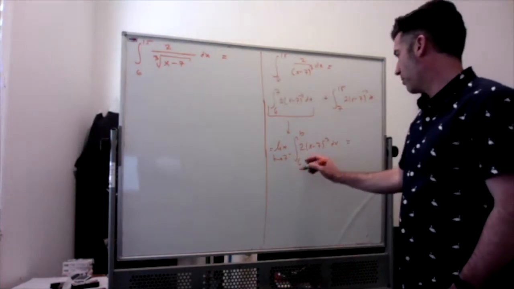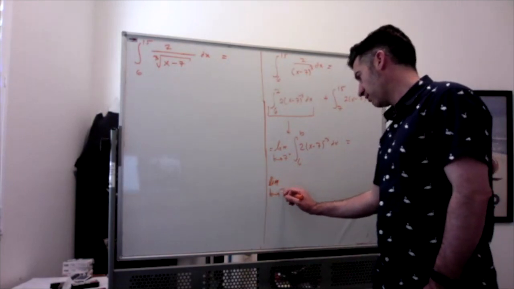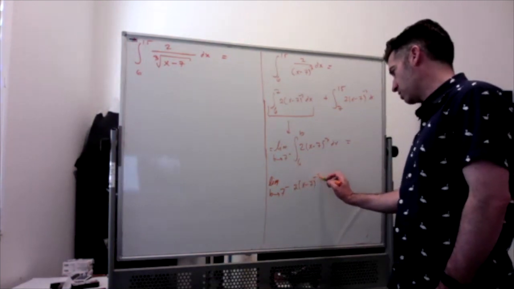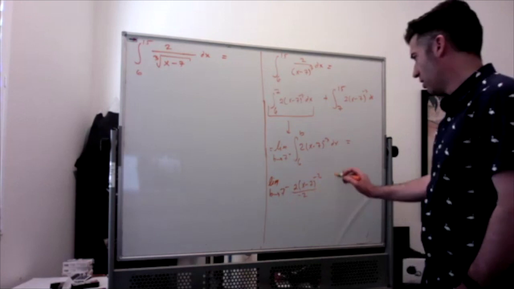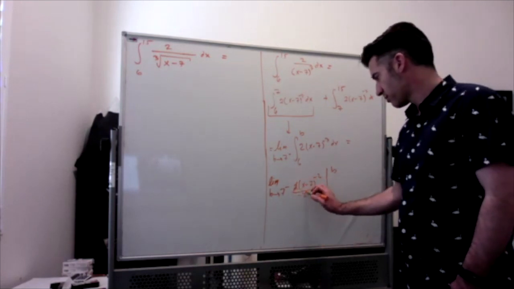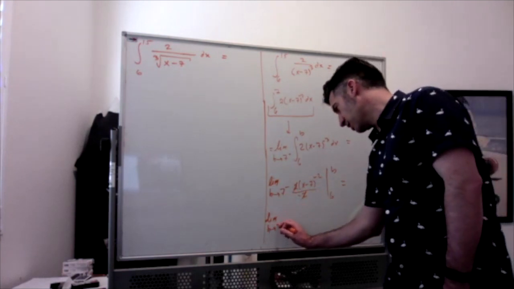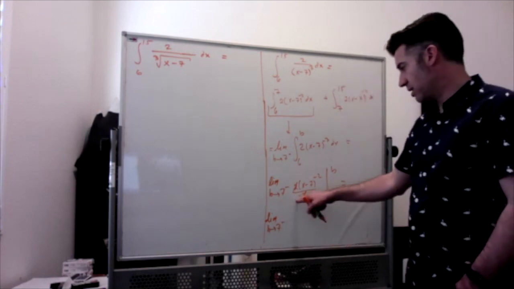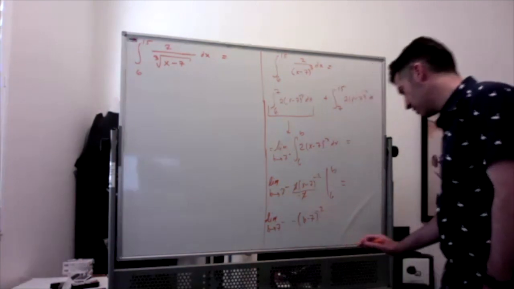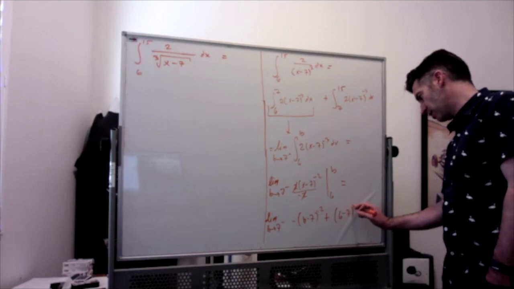So integrate this, the limit as b goes to 7 from the left of 2 times x minus 7 to the minus 2 divided by minus 2 from 6 to b. We cancel a 2 and then 2. This is going to be the limit as b goes to 7 from the left of negative b minus 7 to the negative second minus negative 6 minus 7 to the minus second.